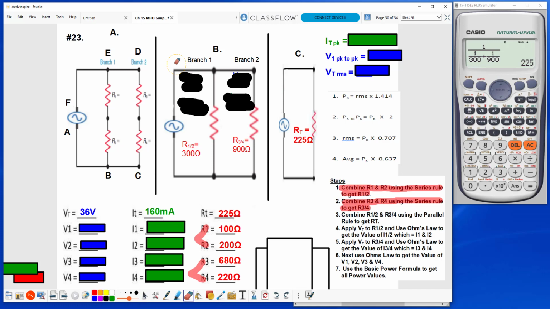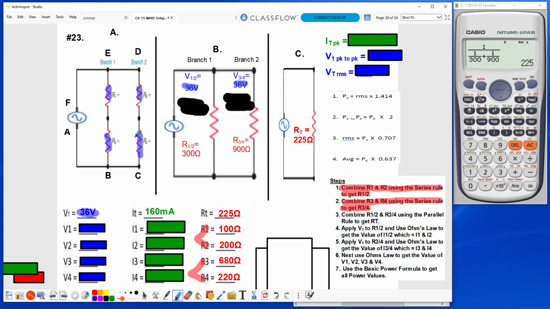So the way to unlock this circuit is you take the VT value of 36 volts and apply it across what we call branch number 1. So my V12 in branch number 1 is going to be 36 volts. My V34 across branch number 2 is going to be 36 volts, because when we get through with the calculations in a little bit, V1 plus V2 will add up to 36 volts, and V3 plus V4 will add up to 36 volts.